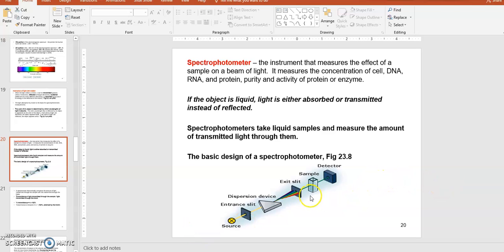Okay, so in this measurement, the sample is in liquid form. Like I said, that's held in a cuvette, a special container. So if the object matter is liquid, the light can either be absorbed or transmitted.